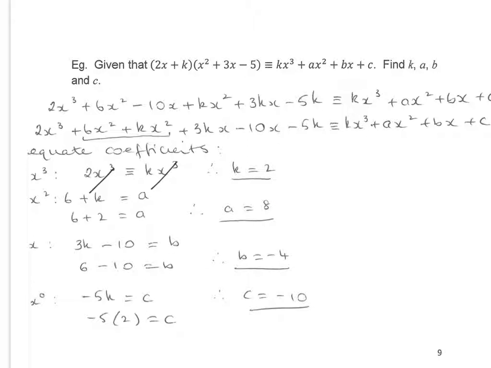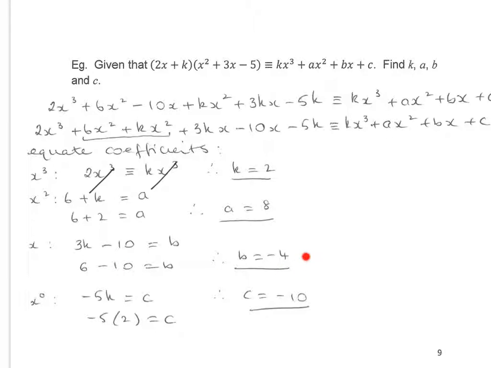Doing the same thing then with our x term. So we've got 3kx minus 10x, and we've got a bx. So taking the coefficients, 3k minus 10 has to equal this b. So 3k minus 10 is b. We've got k again being 2, so 3k is 6, minus the 10 gives us a value of b to be minus 4.